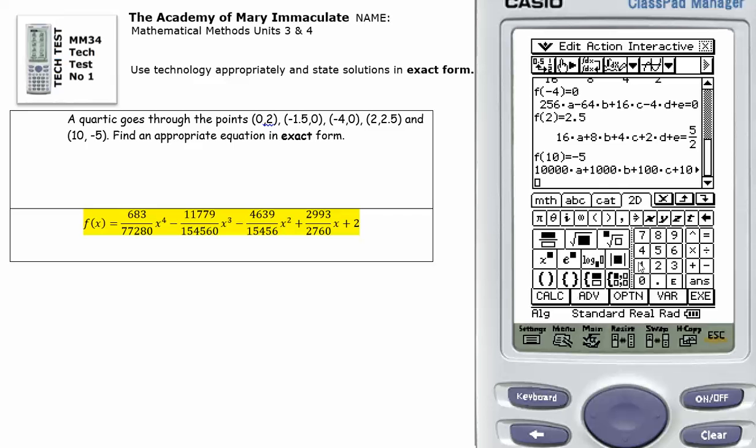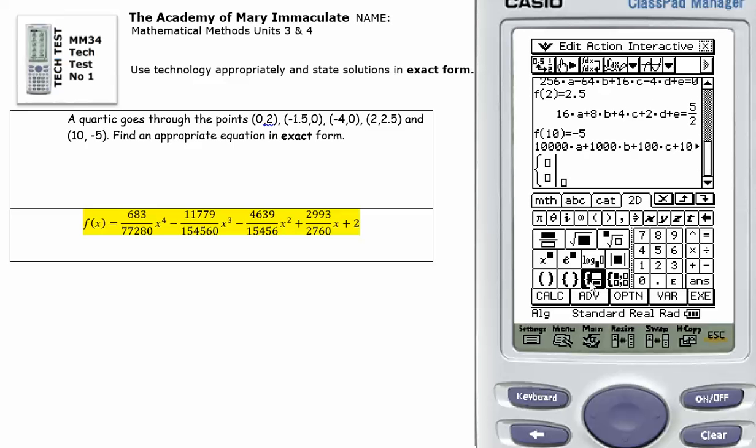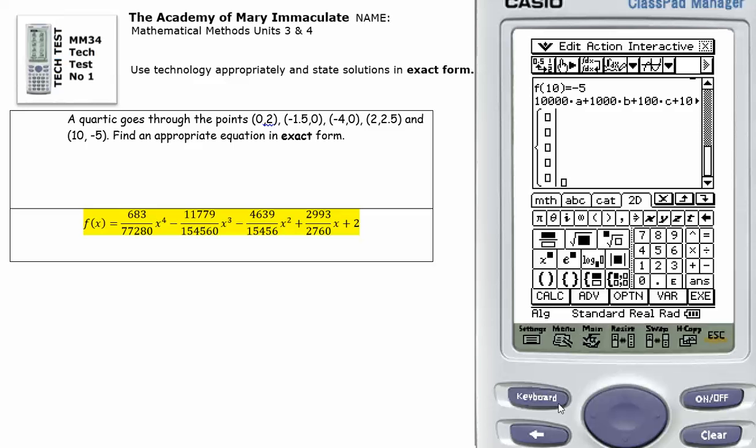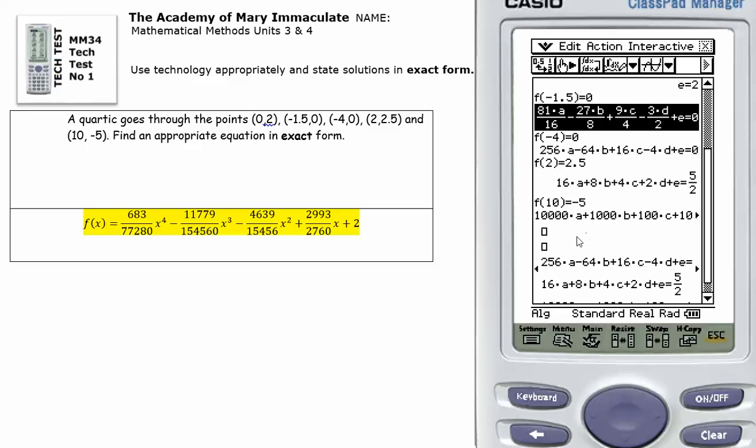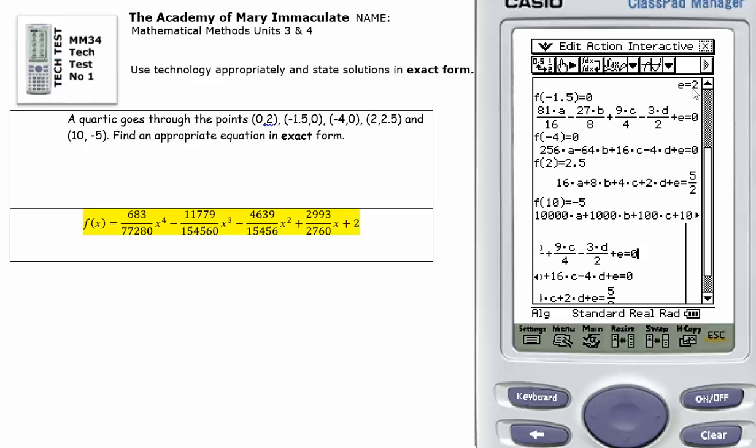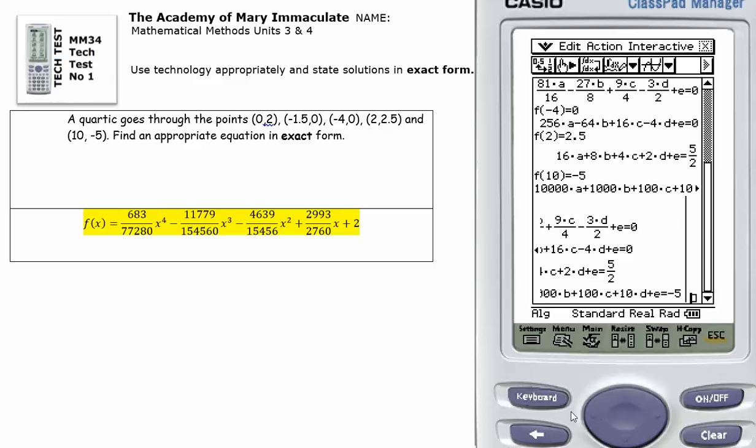Okay, so I'm going to go to 2D, simultaneous equations, 5 simultaneous equations. Turn that off. Okay, so that's the 5th equation. I'll dump that there. That's the 4th equation. I'll put that there. That's the third equation. I'll put that there. That's the second equation. I'll put that there. And that's my first equation. I'll put that there.